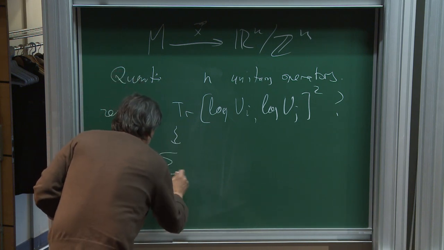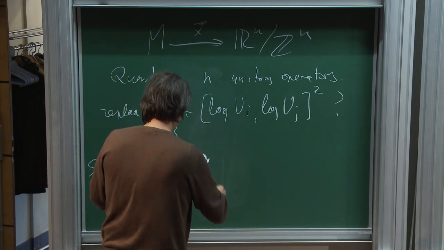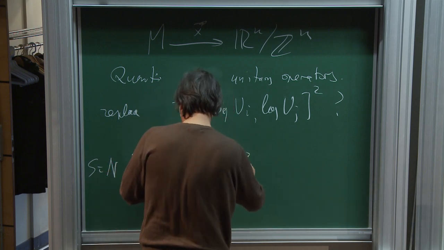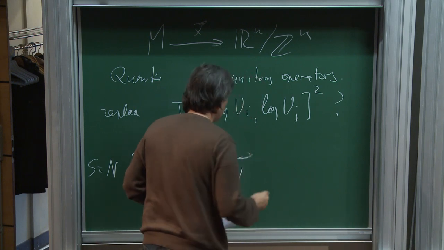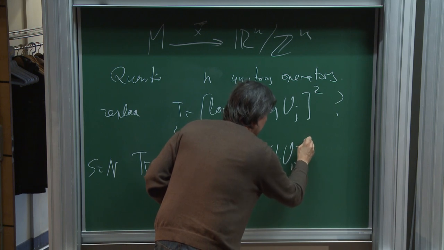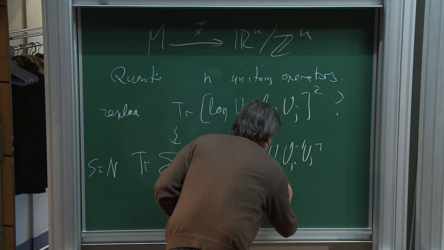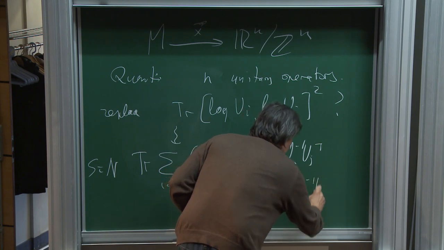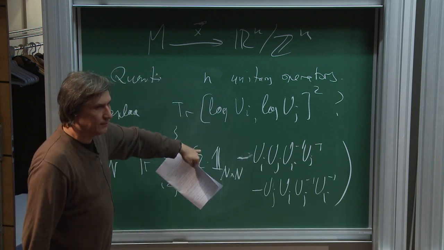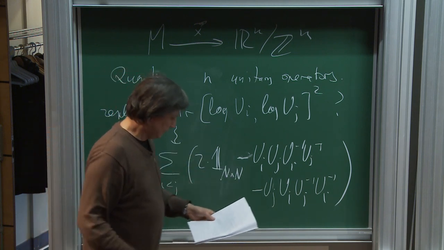sum of i less than j. And instead of making this guy, you write 2 times identity matrix minus. And you do the following. You can see the ui, uj, u inverse, uj inverse, and minus uj, ui, uj inverse, ui inverse. This will be a self-adjoint operator, and it will be very close to 1 over n, and the trace of this guy multiplied by n will be.